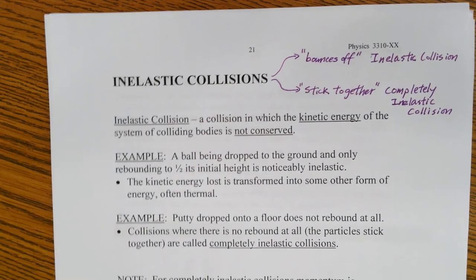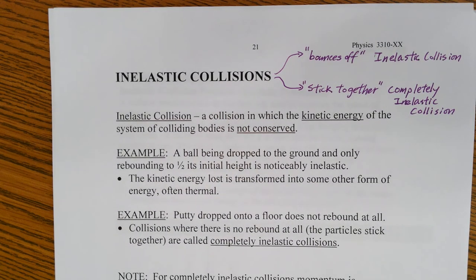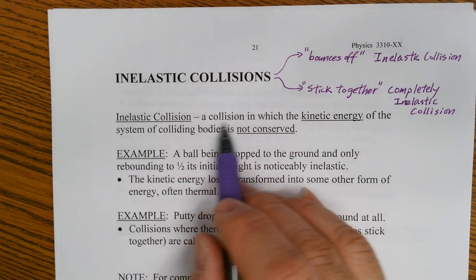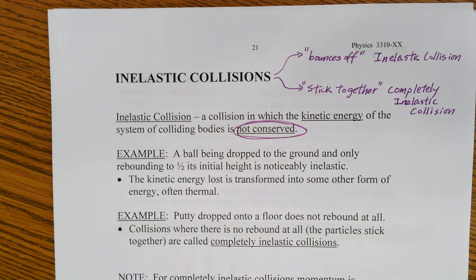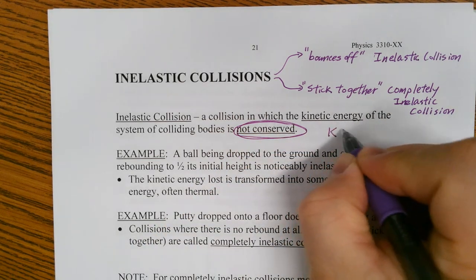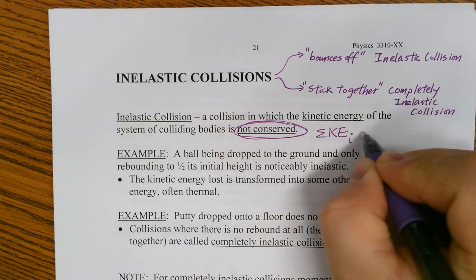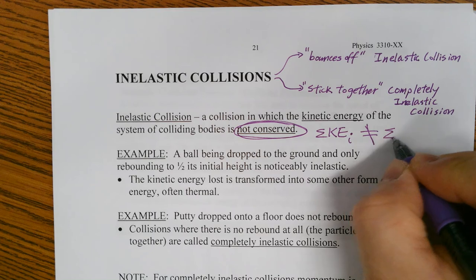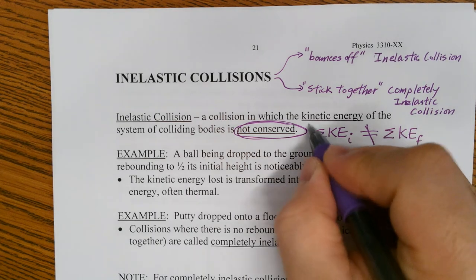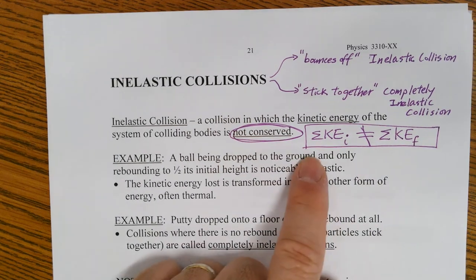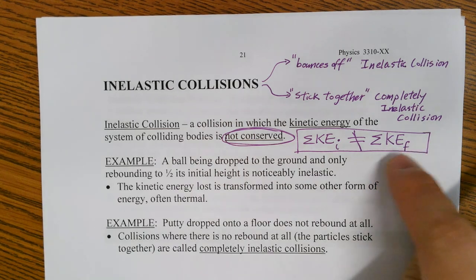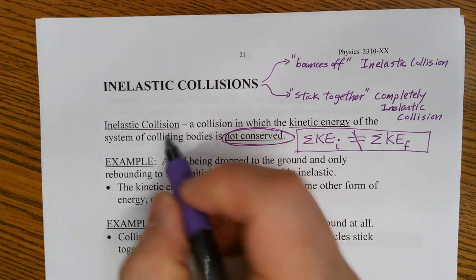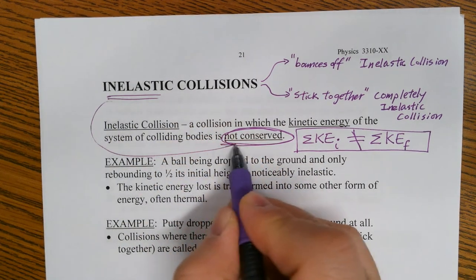Just by reading the problem, you're going to be able to tell what kind of collision it is. By definition, an inelastic collision is a collision in which the kinetic energy of the colliding system does not get conserved. So the total kinetic energy before the collision does not equal the total kinetic energy after the collision. That's very important because in an elastic collision, total kinetic energy before the collision did equal the total kinetic energy after. But in an inelastic collision, your kinetic energy is not conserved.